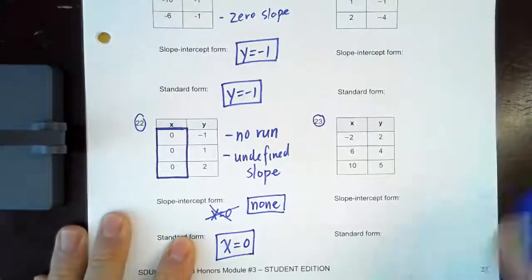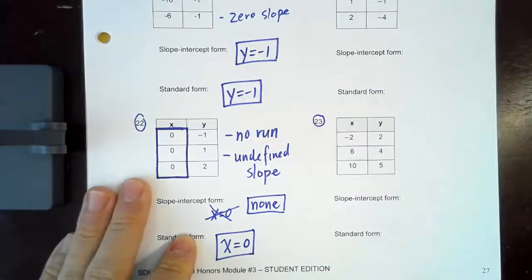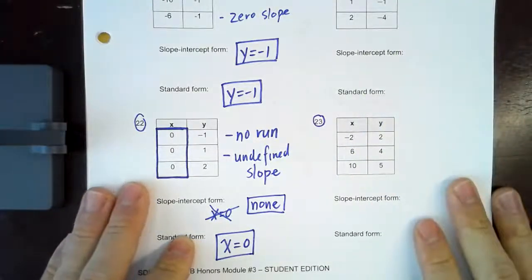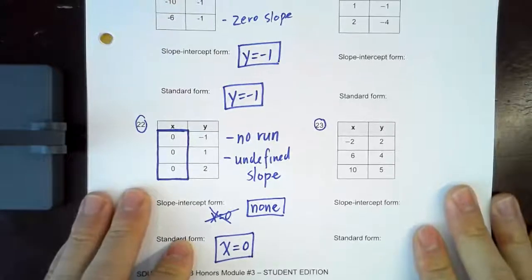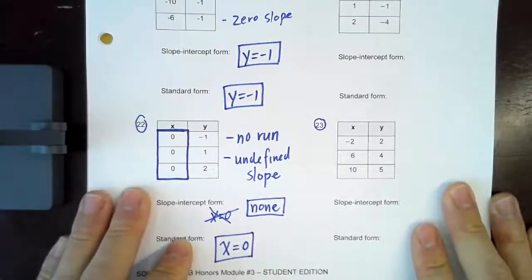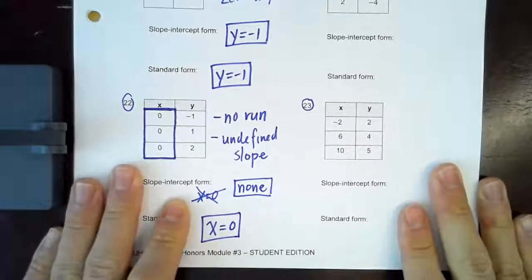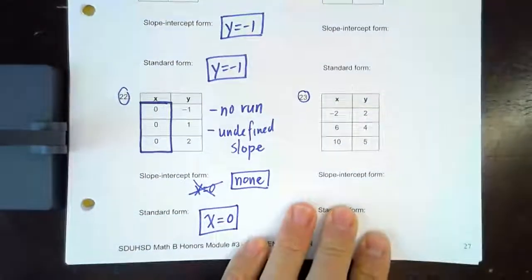Okay, so please highlight 20 and 22. These are very, very interesting questions. They deal with a 0 slope or an undefined slope, and you do want to distinguish between the two.